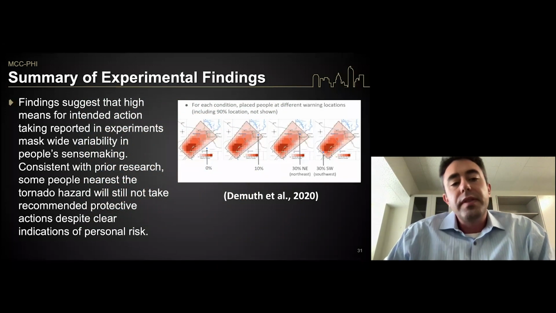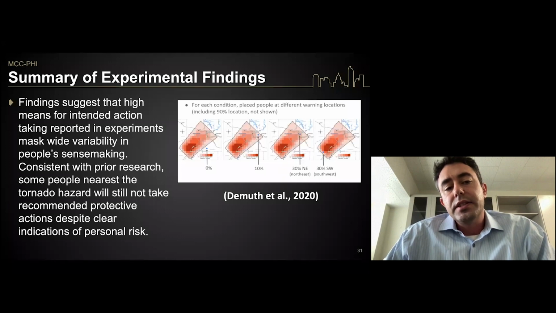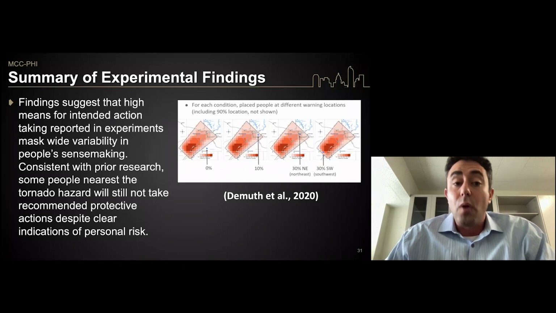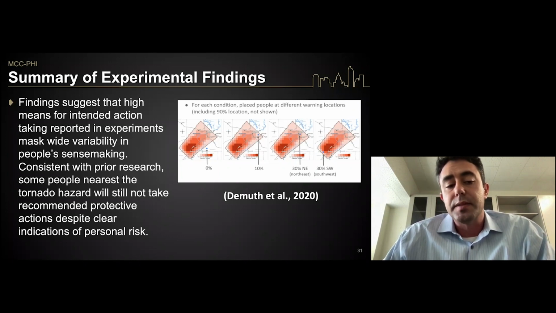For example, the Demuth et al. study showed that even though there are high means for intended action taking, the experiments actually masked wide variability in people's sense making. And consistent with prior research, some people nearest the tornado hazard would still not take protective action despite clear indications of personal risk.